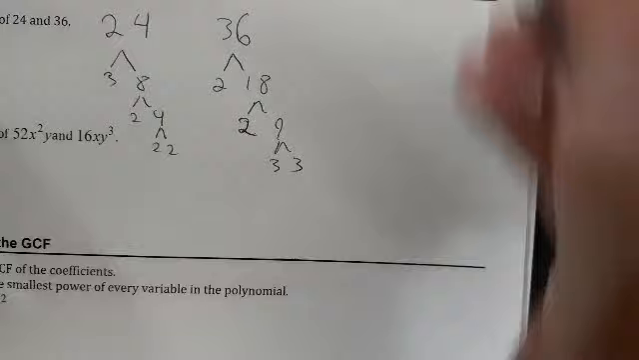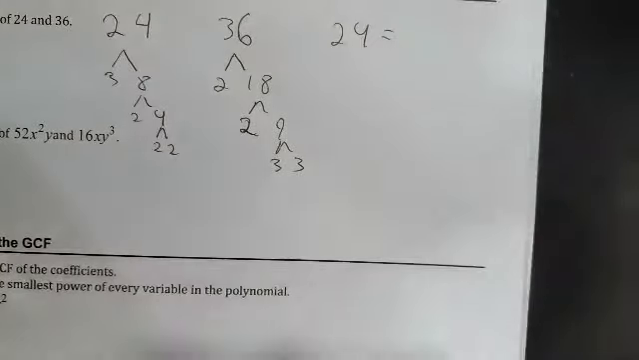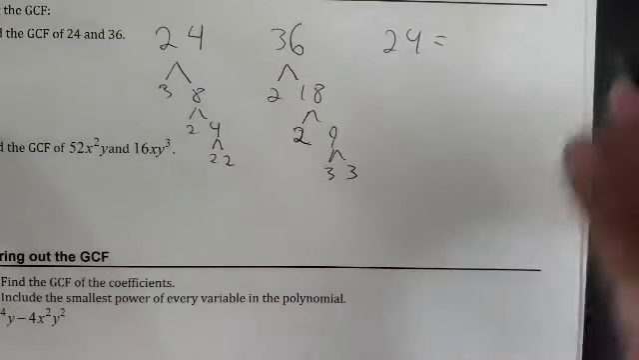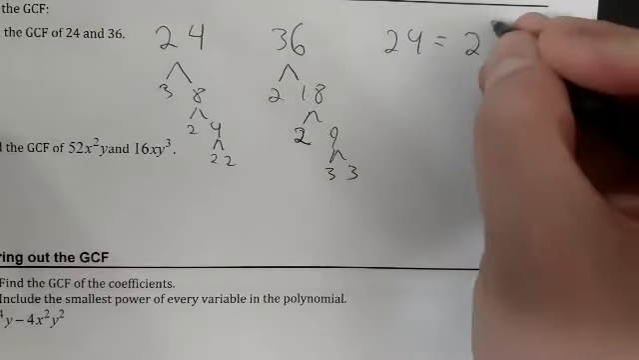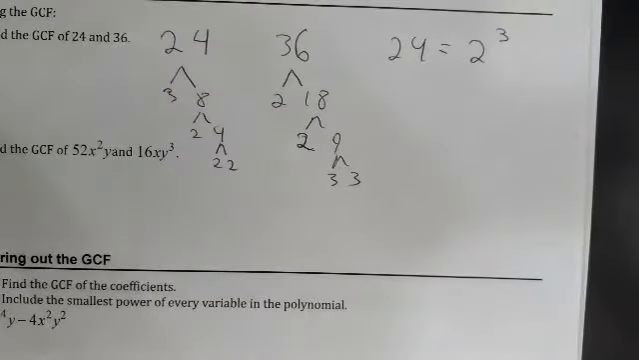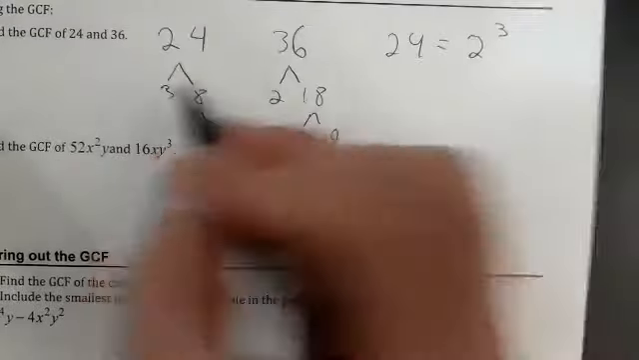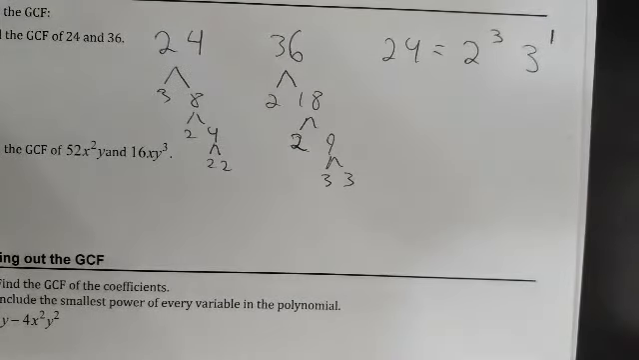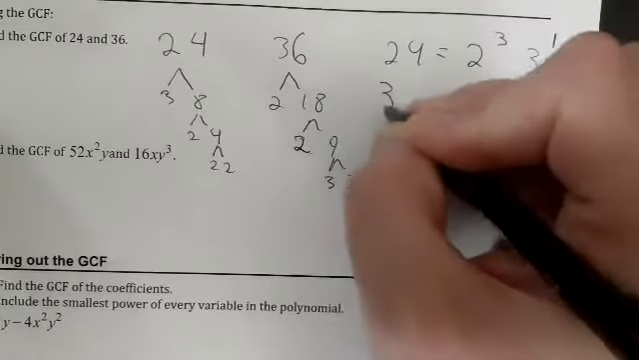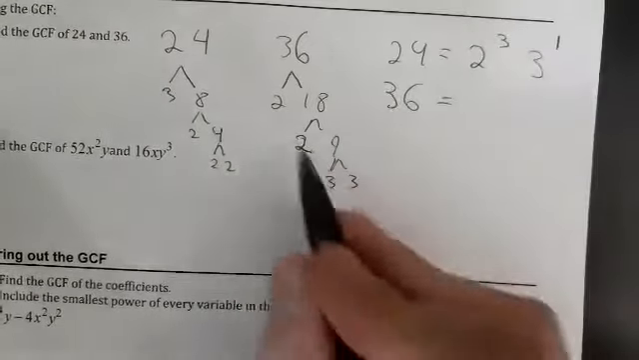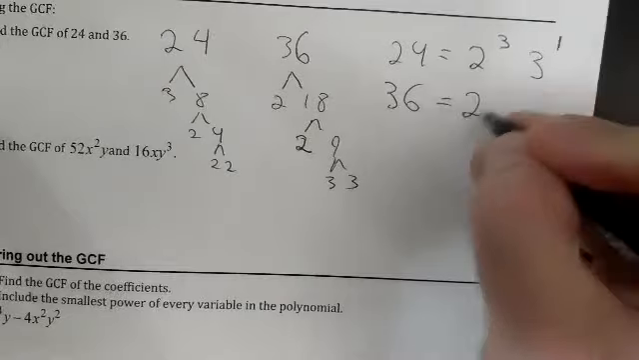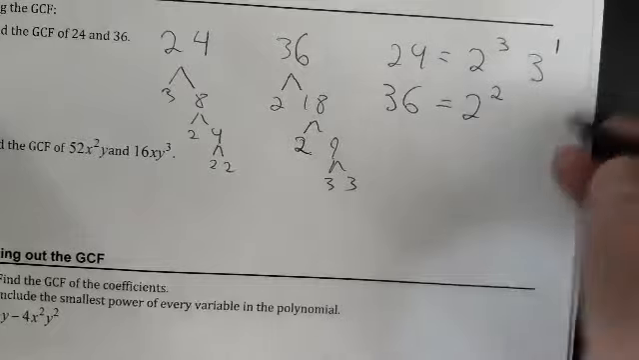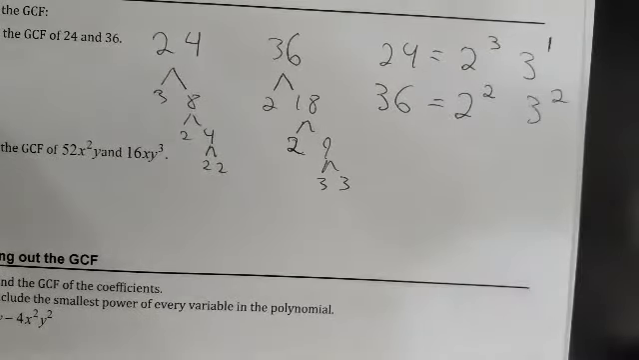So I want to rewrite these. So 24 I can rewrite as 1, 2, 3. So I have 3 2's being multiplied together. So I could write them all separately, but I want to write them all as one thing. So I have 2 to the 3rd, 3 to the first. So I'm going to write my power on there, even though I usually won't. It would be 2 to the second times 3 to the second.